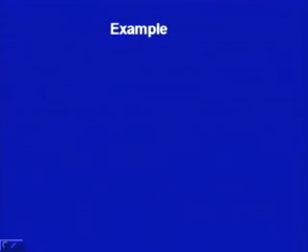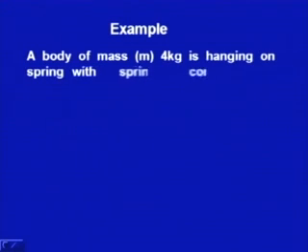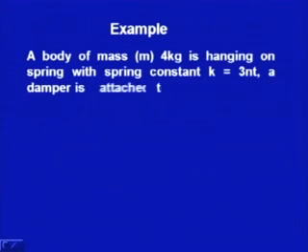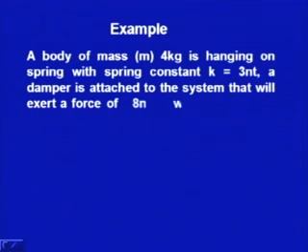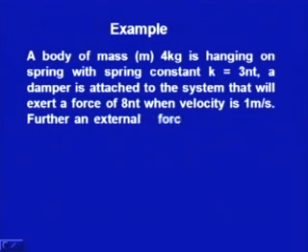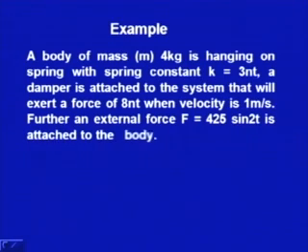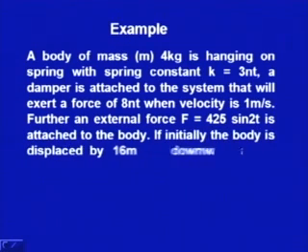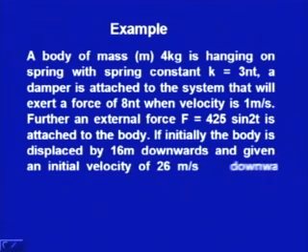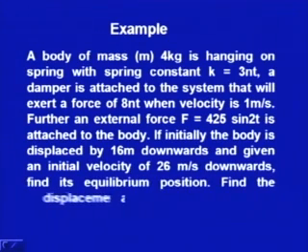So, the example. We have a body of mass 4 kg hanging on a spring with spring constant 3 Newton. A damper is attached to the system that will exert a force of 8 Newton when velocity is 1 meter per second. Further, an external force of 425 sin 2t is applied to the body. If initially the body is displaced by 16 meter downwards and the initial velocity at that time is 26 meter per second downwards, then we have to find the equilibrium position and the displacement at any time t.